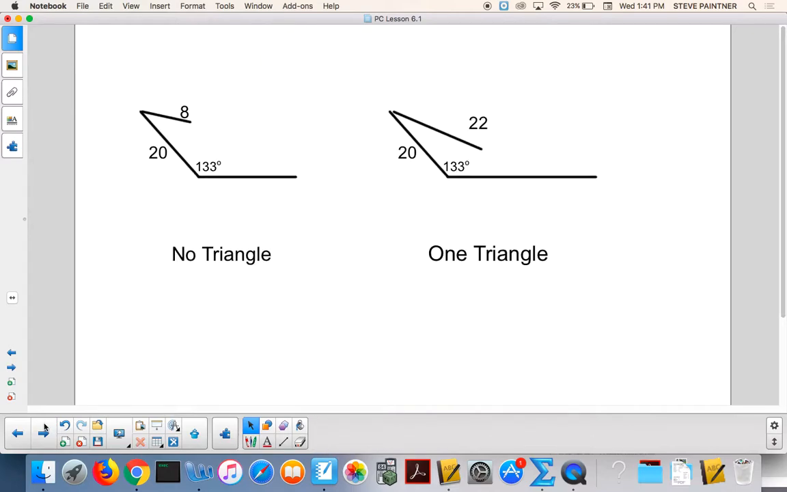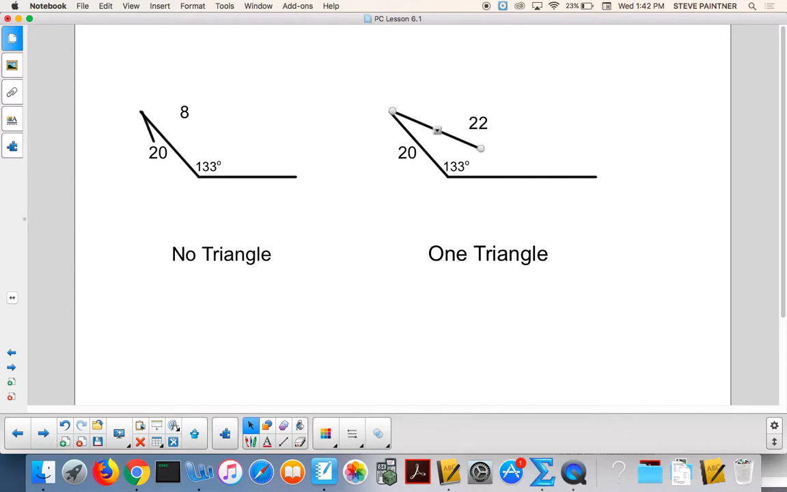Okay, then what if the book gives you an obtuse? Let me show you the 2 situations. This is 20. This is 8. If this is shorter than 20, I could just keep going in circles. Do I ever hit the base? No triangle. Or what if this piece here is 22 compared to 20?